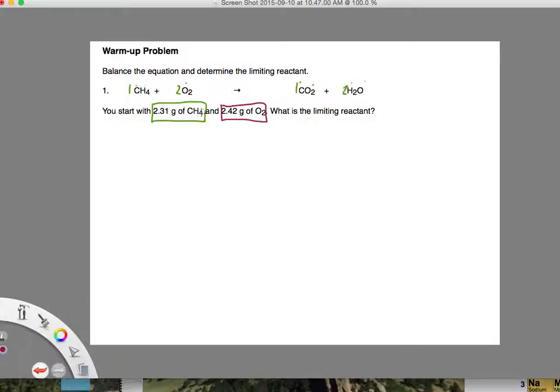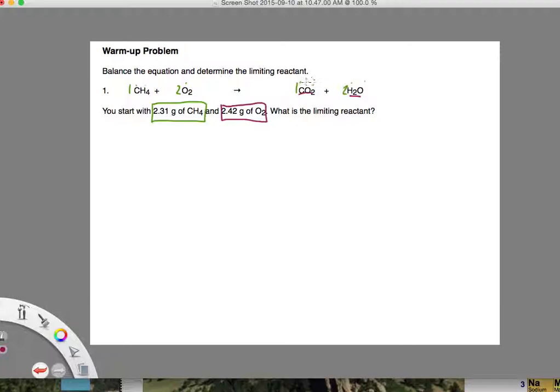Okay, so given this amount, how much product could it make? Given this amount, how much product could it make? And I could choose either one of these products to turn this into. I'm going to just choose CO2, just because it's the first one here. I could have chosen H2O. In other problems, if you have a choice, you probably want to choose the easiest one, because you're going to have to figure out its molar mass eventually. So I'm just going to choose CO2.